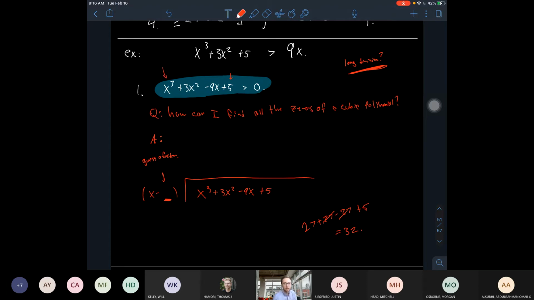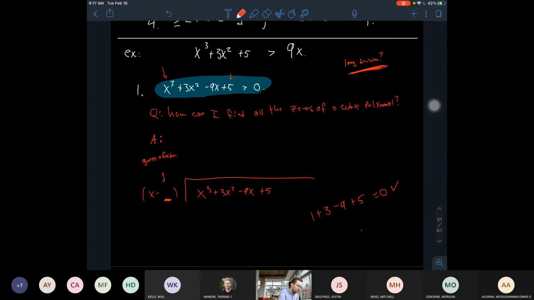Yeah, I think positive 1 is going to be a good one. If we plugged in positive 1, what would we get? x cubed would be just 1, right? We get 1 plus 3 times 1 minus 9 times 1 plus 5. And if we do this arithmetic, 1 plus 3 is 4, minus 9 is negative 5, plus 5 is equal to 0. So I think positive 1 is going to be a 0.